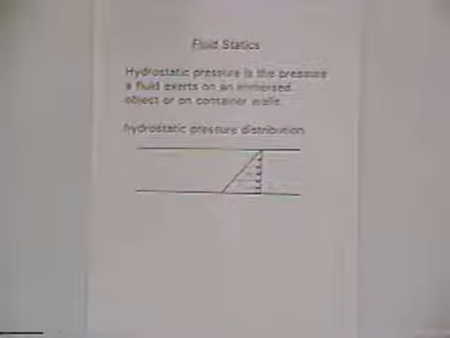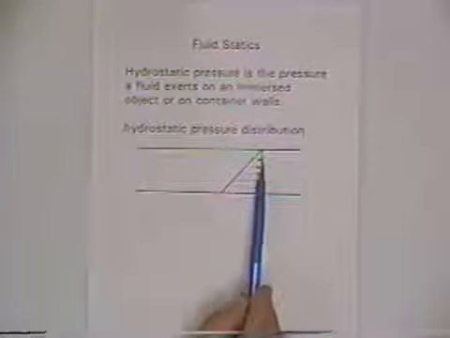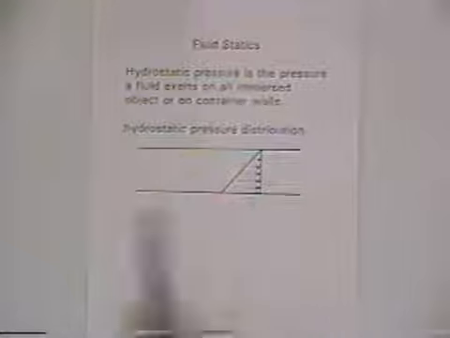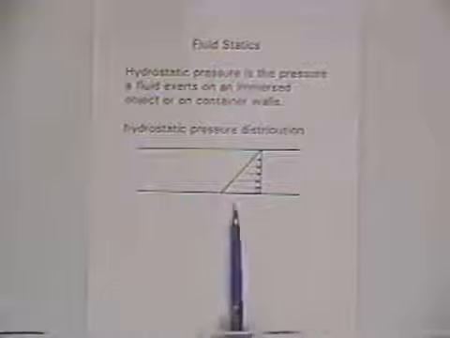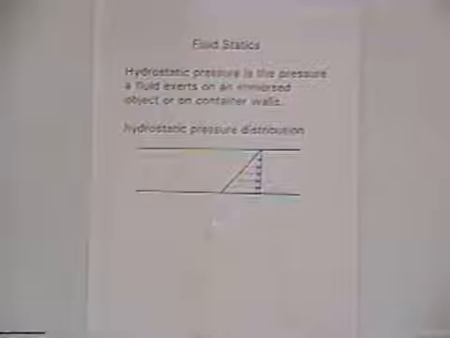You may have an object immersed in the fluid, and so the pressure increases with depth. At the surface of a liquid, there's zero pressure, but as you get deeper and deeper, the pressure increases, as indicated by this little diagram or schematic representing a pressure distribution, a linear increase of pressure with depth. And this is the basic concept and the basic equation that fluid statics is built upon. If we understand this equation, we can pretty well understand fluid statics.